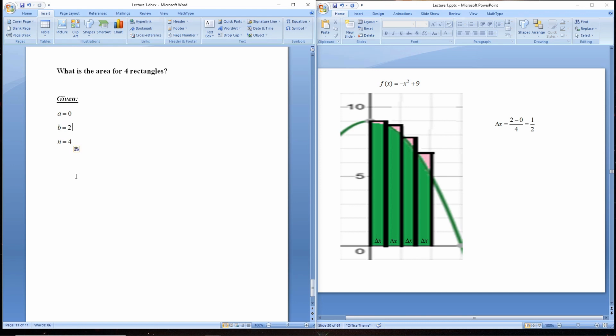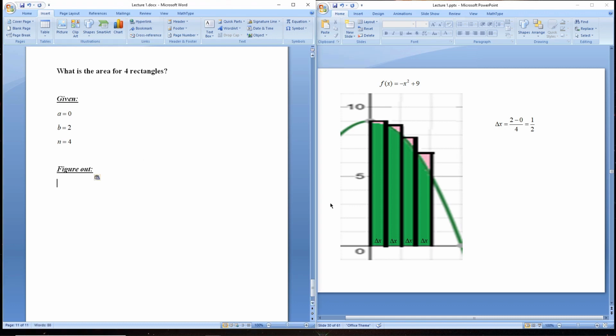And then I have to tell you how many rectangles to break this into. And so I'm saying that's n equals 4. This information will always be given to you for these problems to do. So you don't have to think about this. You simply have to identify this information in the problem. The part you have to think about here is the stuff you got to figure out.